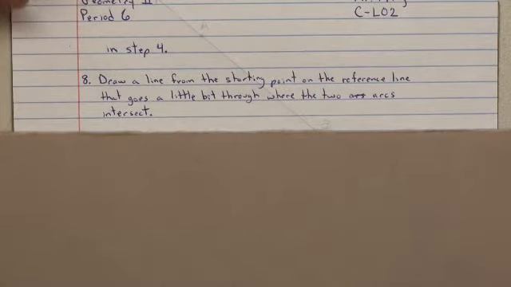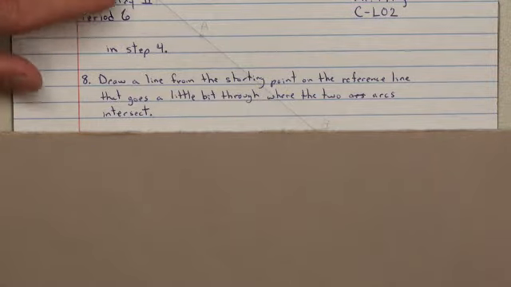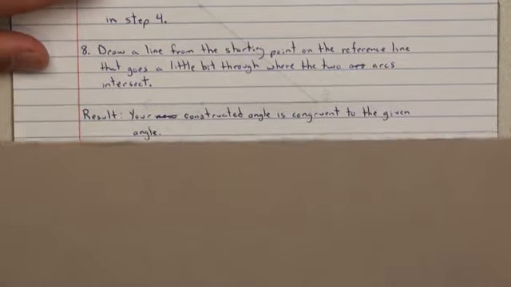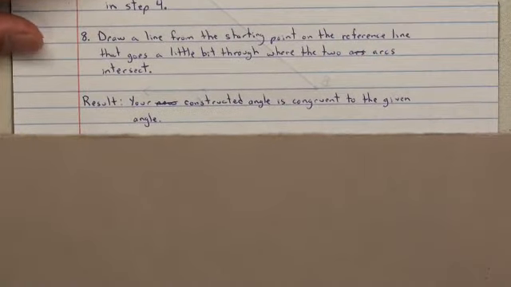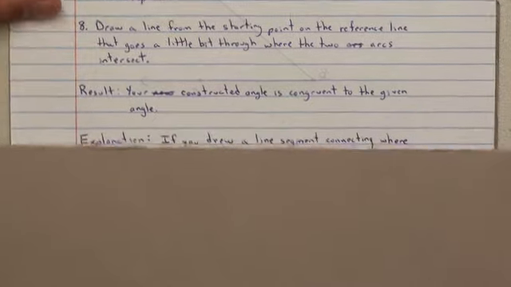So then the 8th step, draw a line from the starting point on the reference line that goes a little bit through where the 2 arcs intersect. Finally, the result: your constructed angle is congruent to the given angle.